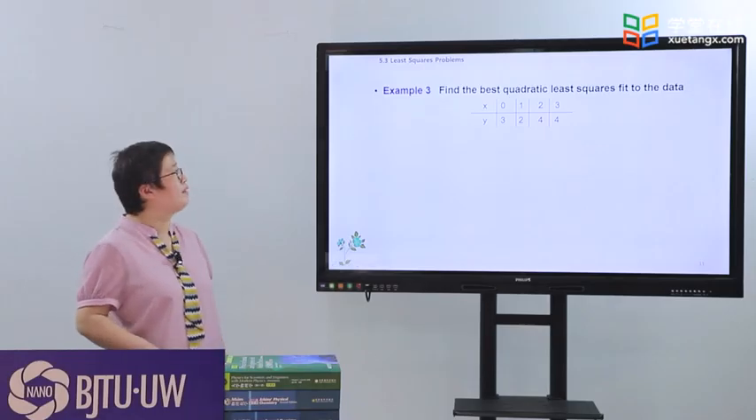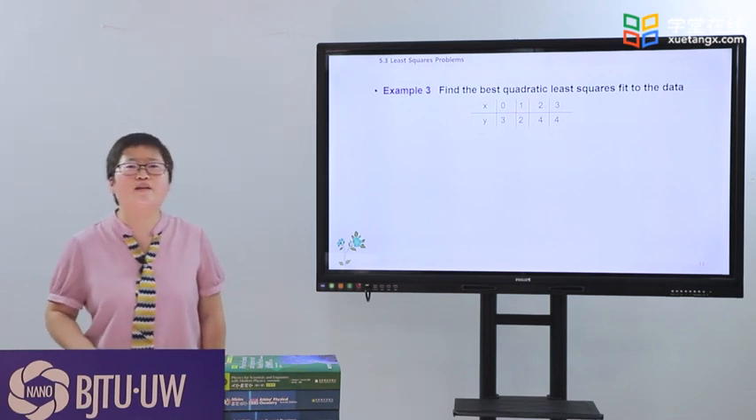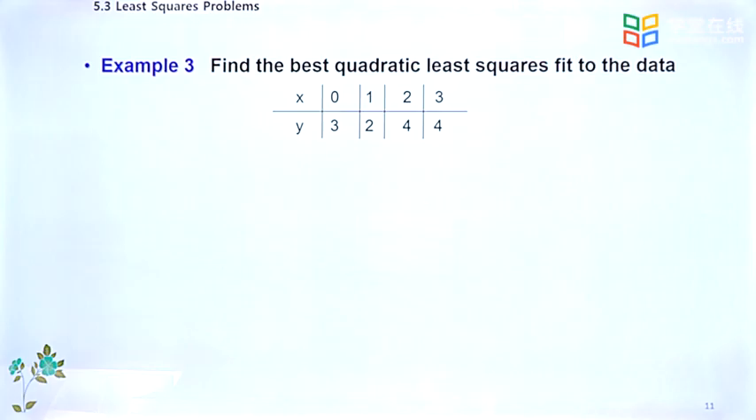For example, example 3, find the best quadratic least squares fit to the data. Be careful, here it is a quadratic least squares fit. It's not a linear least squares fit. So we need to use a quadratic function to find the best one that represents the data, the function operating on this data.